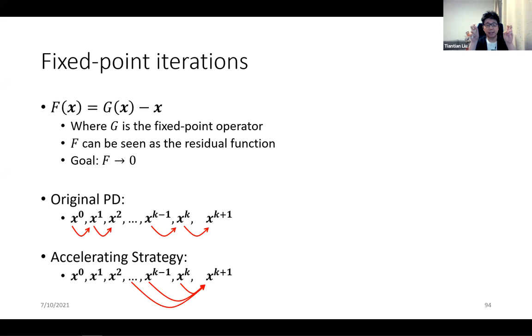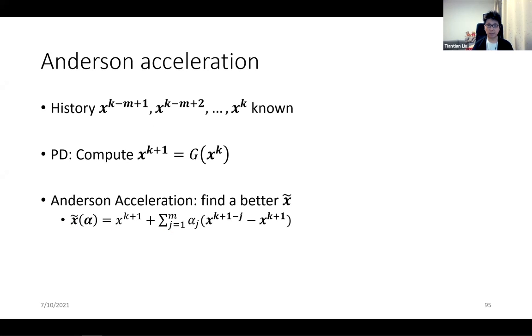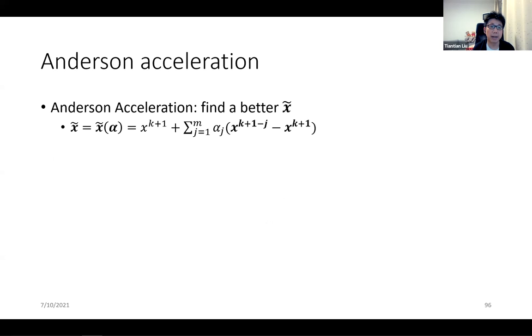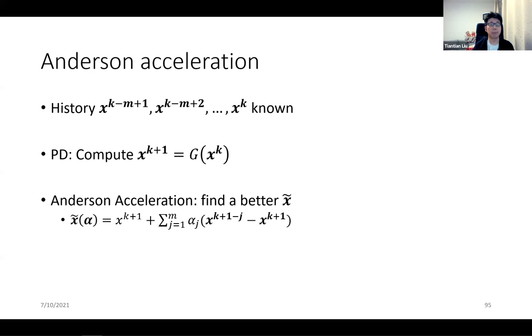But this "better" is defined differently in these two problems. In Anderson acceleration, the problem is defined as a fixed point problem. And since G is a fixed point operator, it's quite easy to define what is better. The better result is that after you apply this G to this XK, you won't get any difference. That is, G of XK minus XK equals zero, and you already reach the ground truth solution.